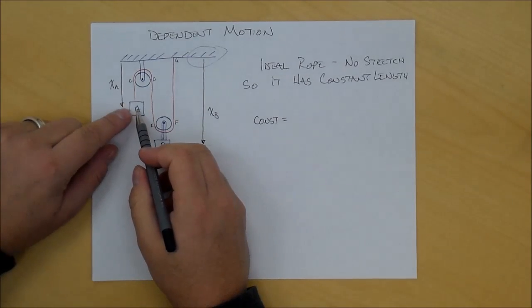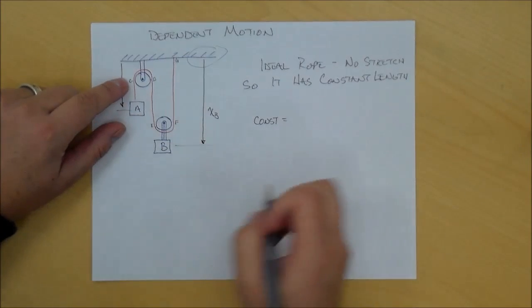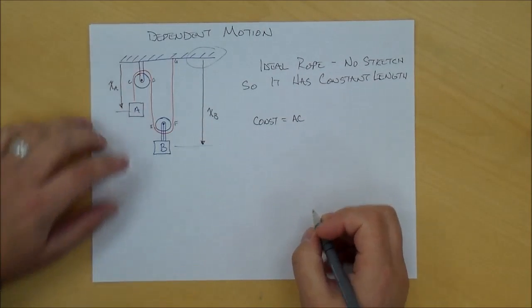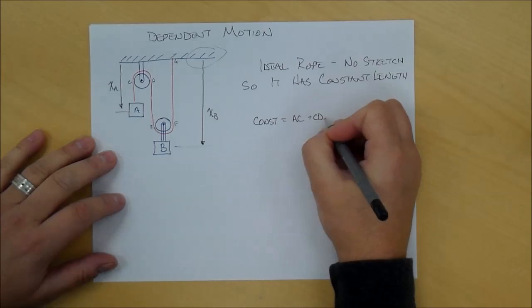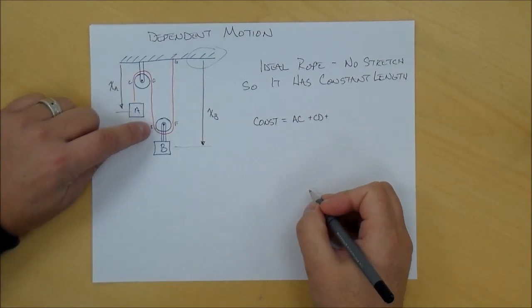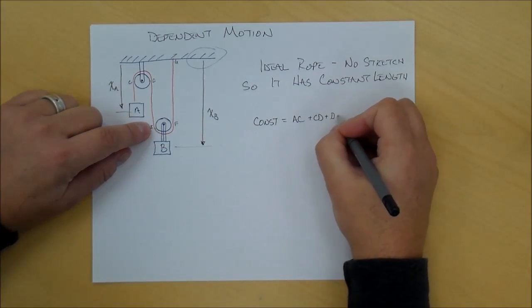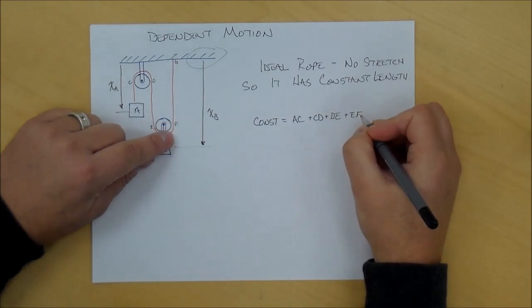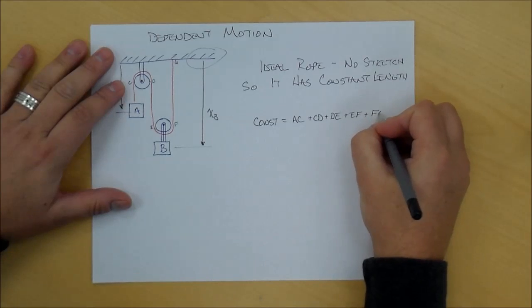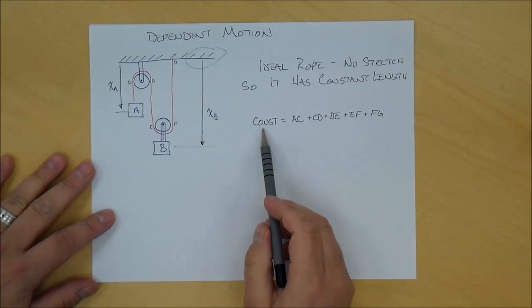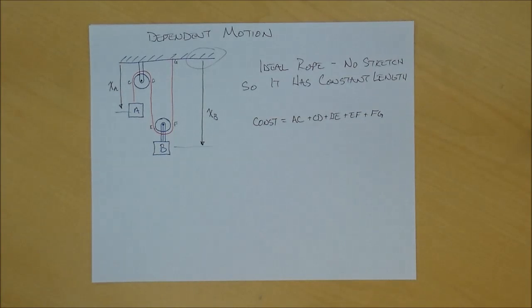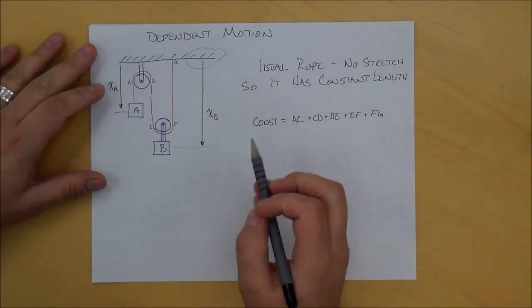So let me start here. I go from A to C, one segment of the rope, so I'll call it AC, this length. C around to D is the next segment, D down to E, E around to F, and then F up to G. So the constant, which is the length of the rope, is equal to the sum of each of these segment lengths.